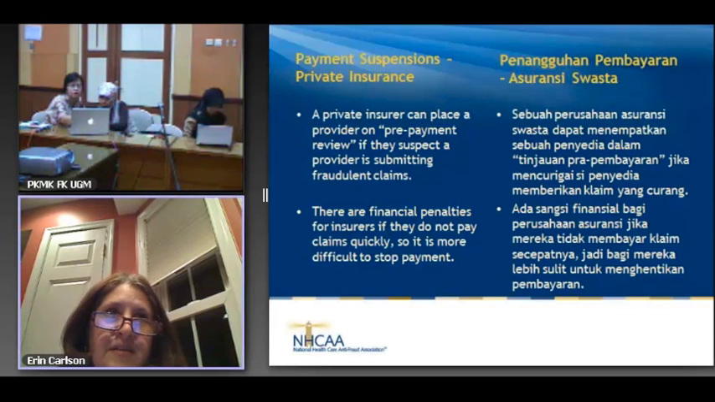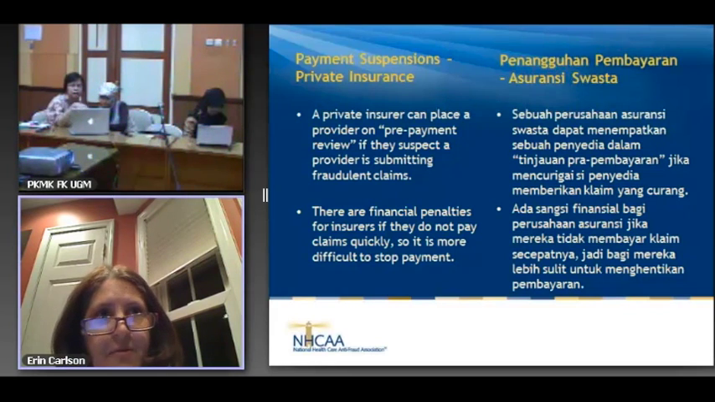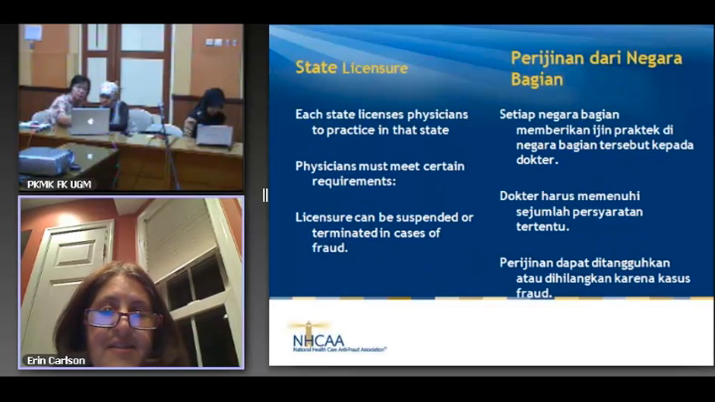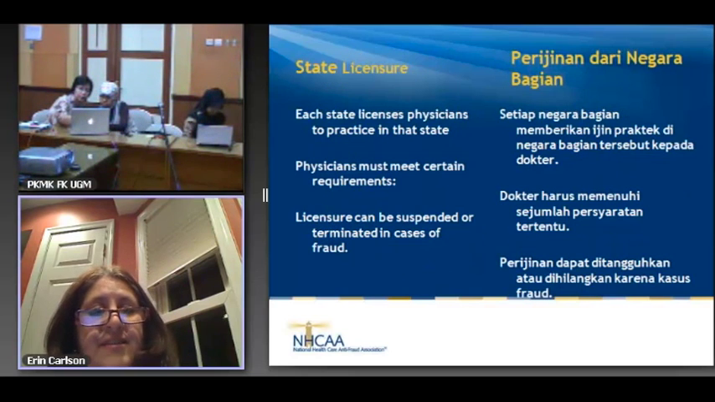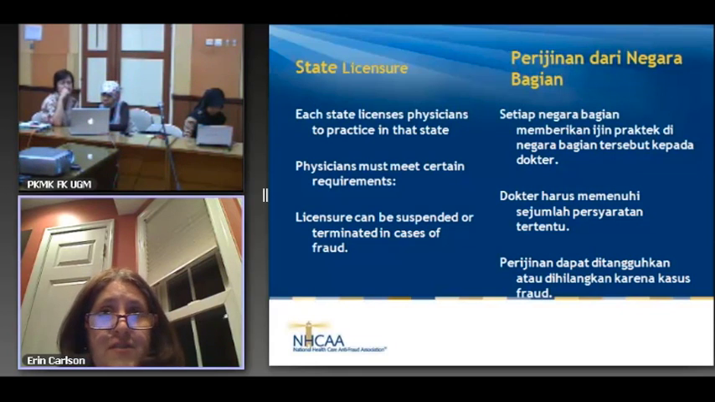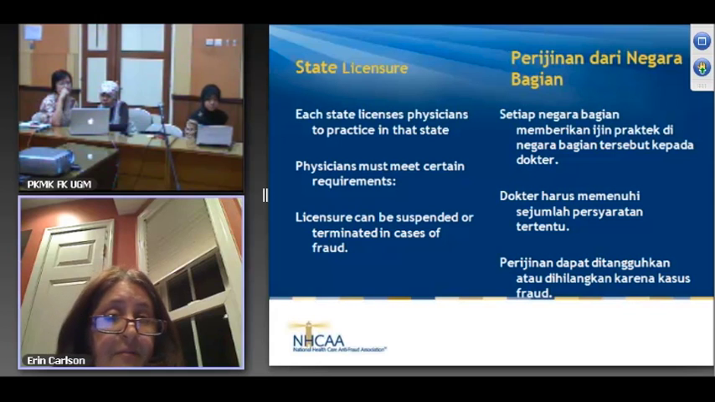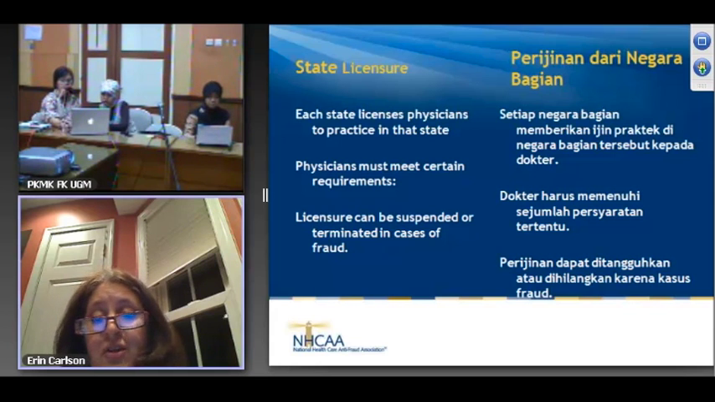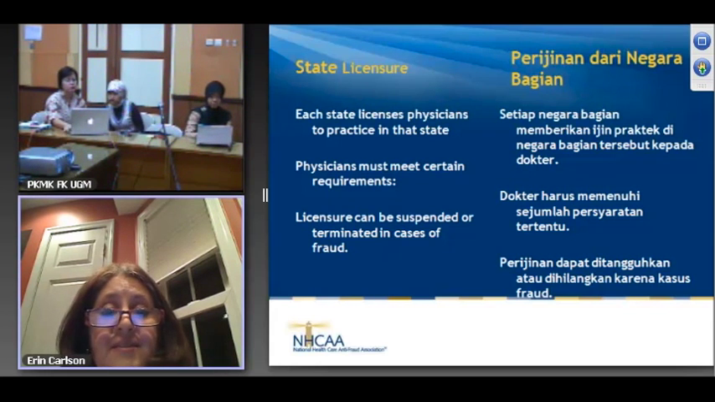We have in the U.S. government a very convoluted system that has both federal rights and then state rights. So part of our states, and we have 50 individual states, each state has the right to license physicians to practice in that state. So this is another way of sanctioning physicians who commit fraud. They can have their license removed in that state. They have to meet certain requirements, and that licensure can be suspended or terminated in cases of fraud.